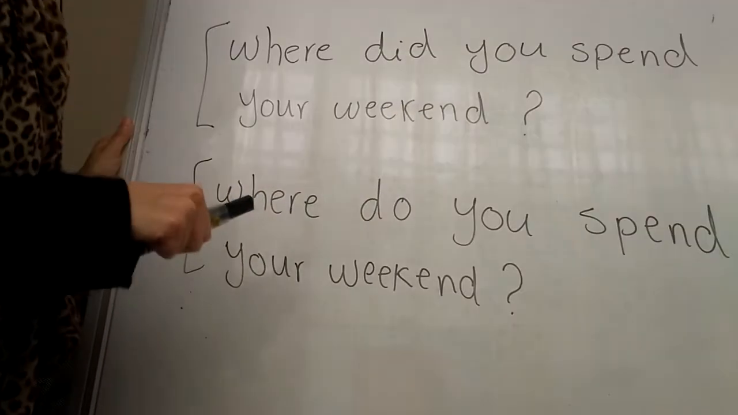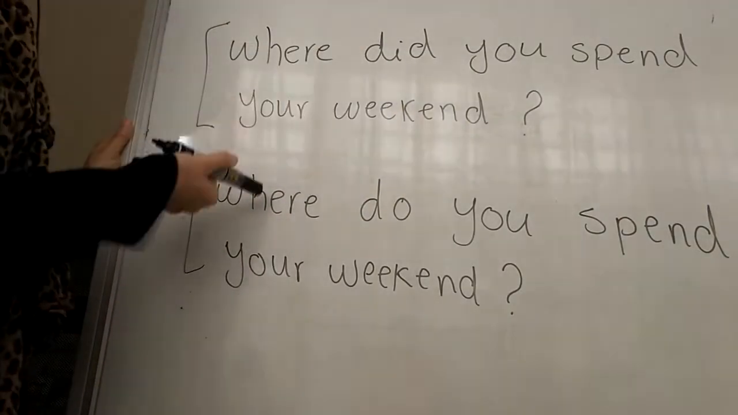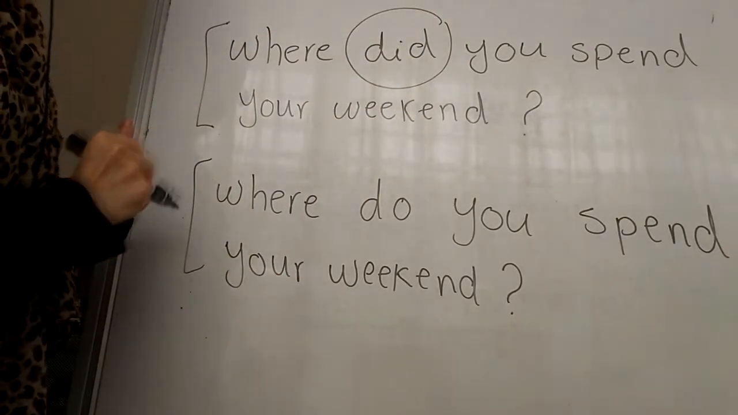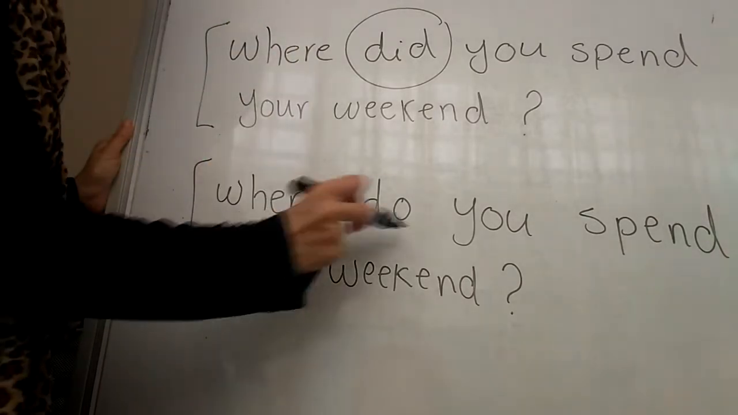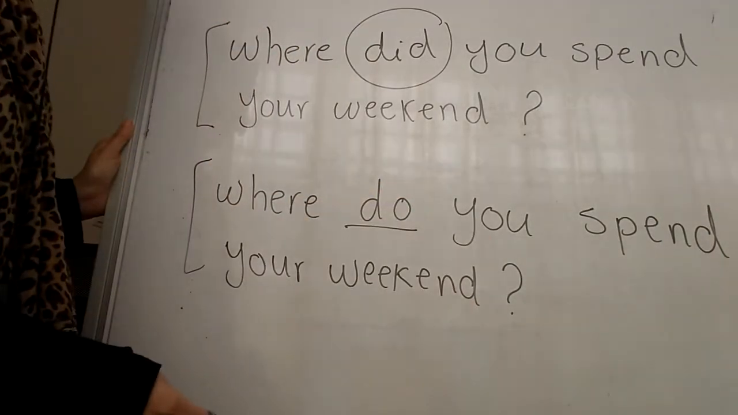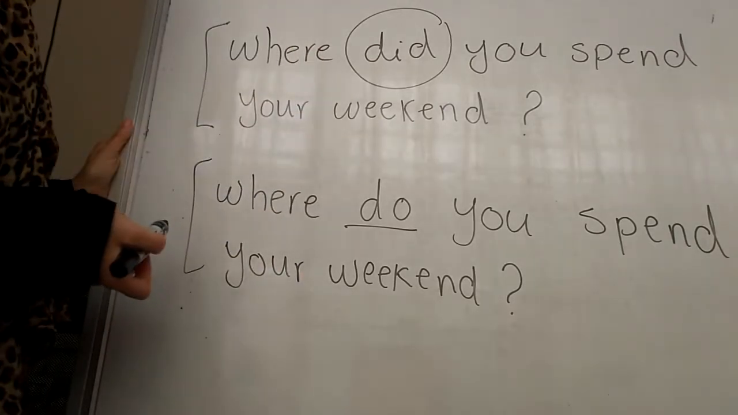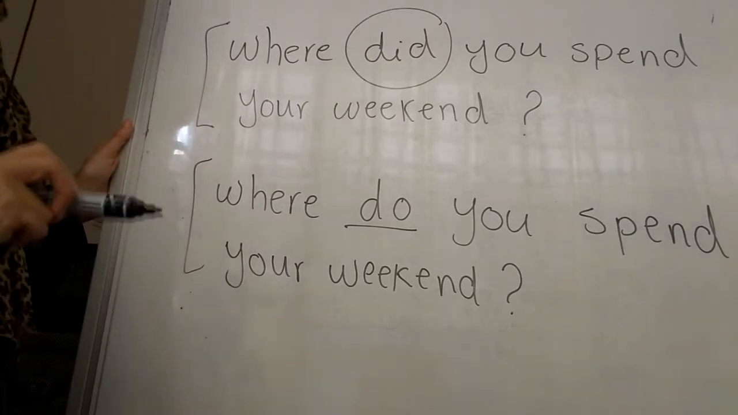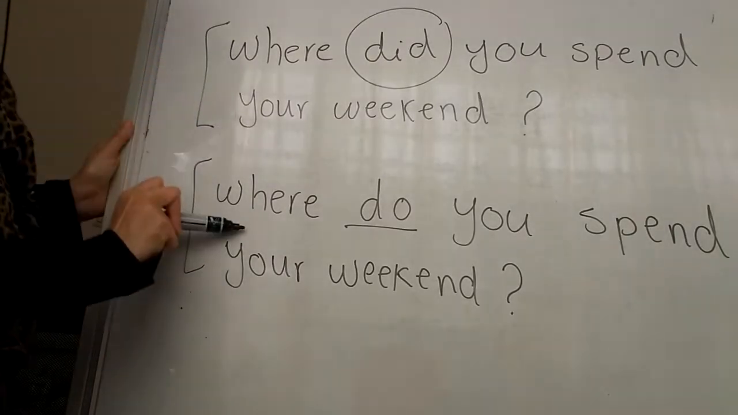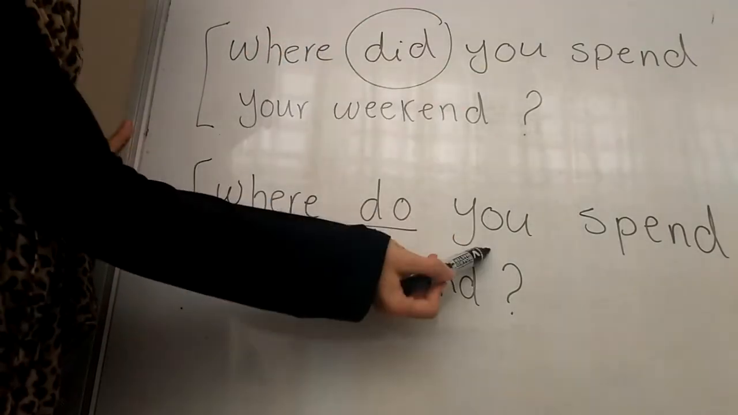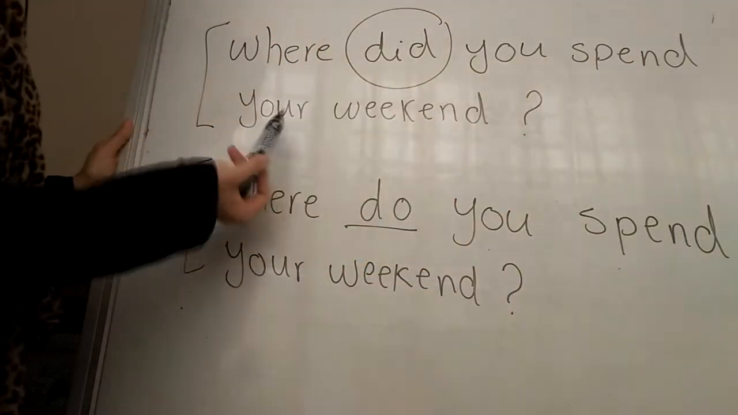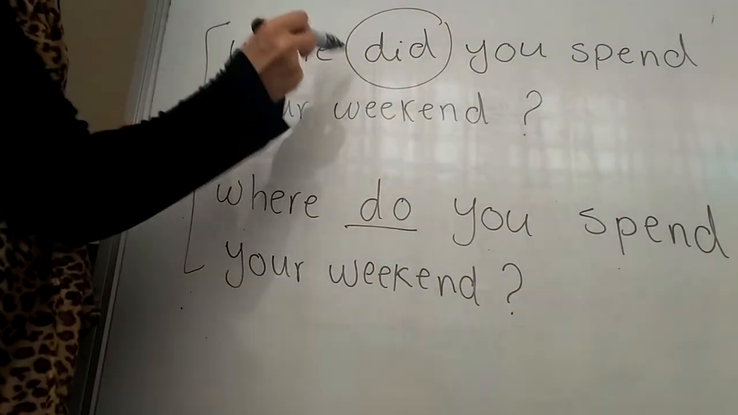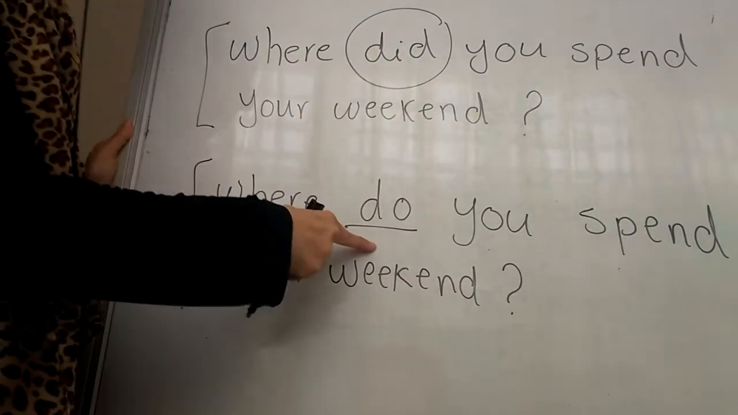Let's just look at these two questions. Where did you spend your weekend? So "did" here is connected with the past, but in the other one, "Where do you spend your weekend?" You might be wondering, both of these questions have kind of the same words: "where", "you", "spend", "your weekend". But the only difference is that here we have "did", but here we have "do".